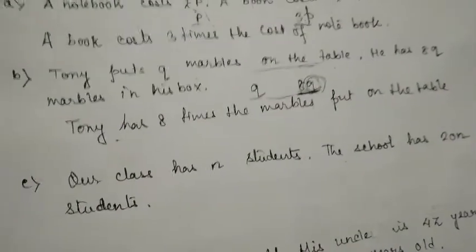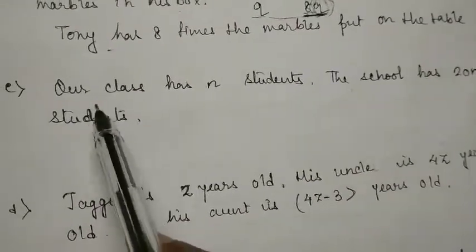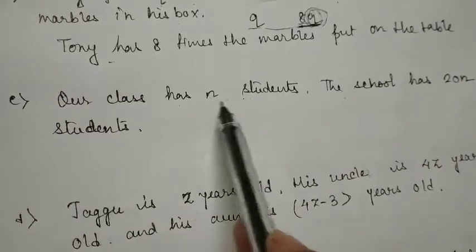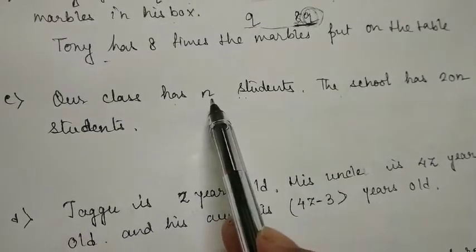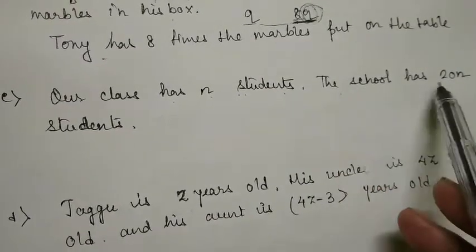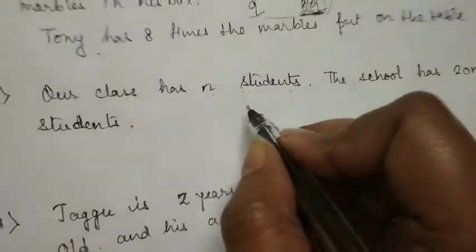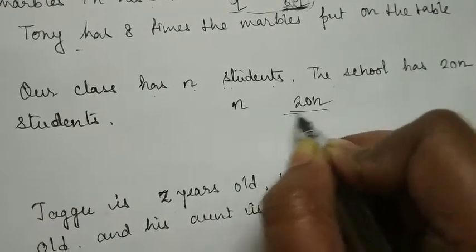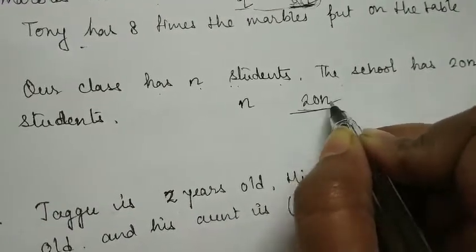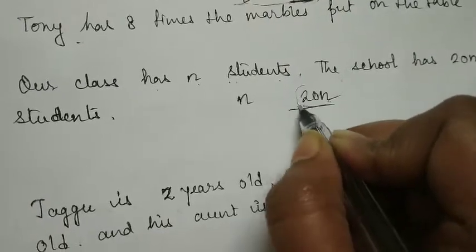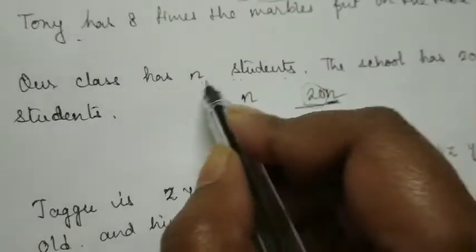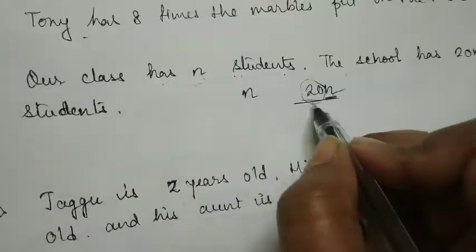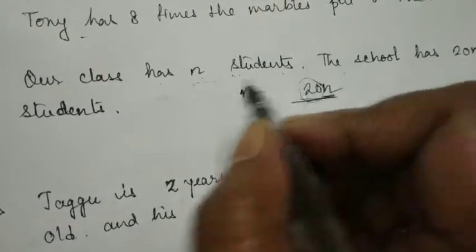Now, in the next part, the C part, our class has n students. n is the number of students. So this n can be 30 also, 40 also. So n number of students are there, and the school has 20n students. That means 20n means 20 multiplied by n, 20 times n. So 20 times what? The number, and this n is the number of students in the class. So we will write the school has 20 times the number of students in the class.